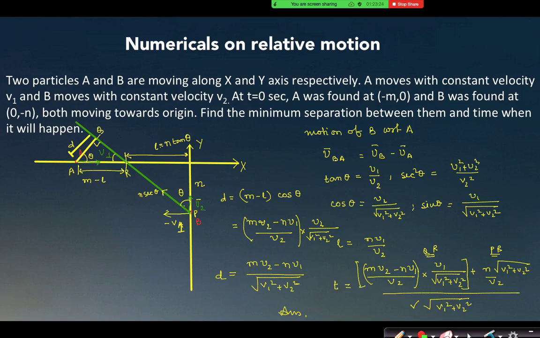It is possible that V2 is greater than V1 or V1 is greater than V2. I have assumed it in this way, but if it is the other way, one should be negative. Negative means the distance will be on that side. Sir, distance is always positive, but here we are not sure about the values of m, v2 and v1. So I have taken general arbitrary values.